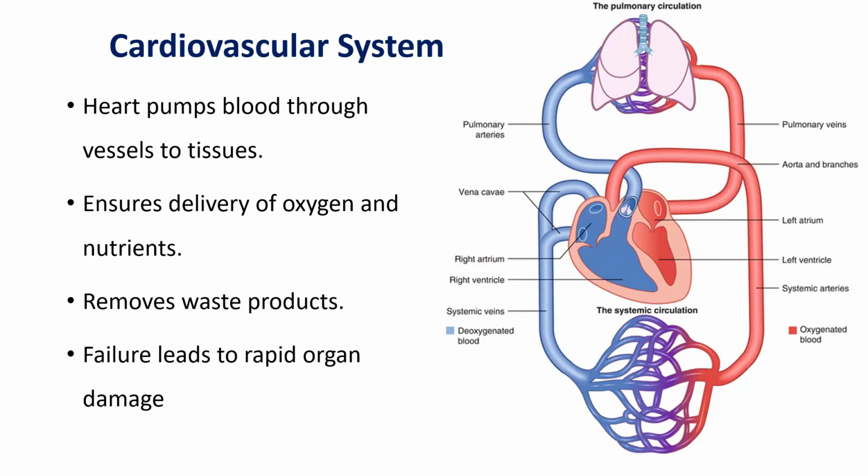So the heart acts like a pump, pumping blood through the vessels to the tissues, as you can see here. This heart uses these arteries to pump blood to the tissues, to the lungs and to the body. It ensures delivery of oxygen and nutrients, and then moves waste products.